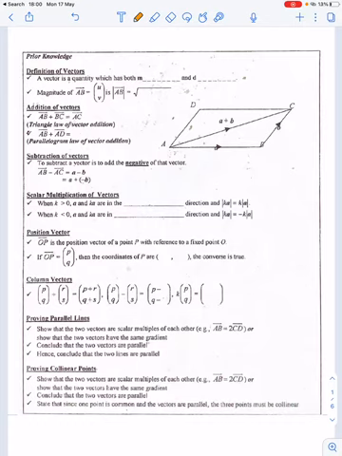Let's start. A vector is a quantity with both magnitude and direction. We can often express a vector, for example vector AB, in this form, as a column vector (u, v), or we can express it in this other form, which is also known as a vector. So this is how we express vectors.